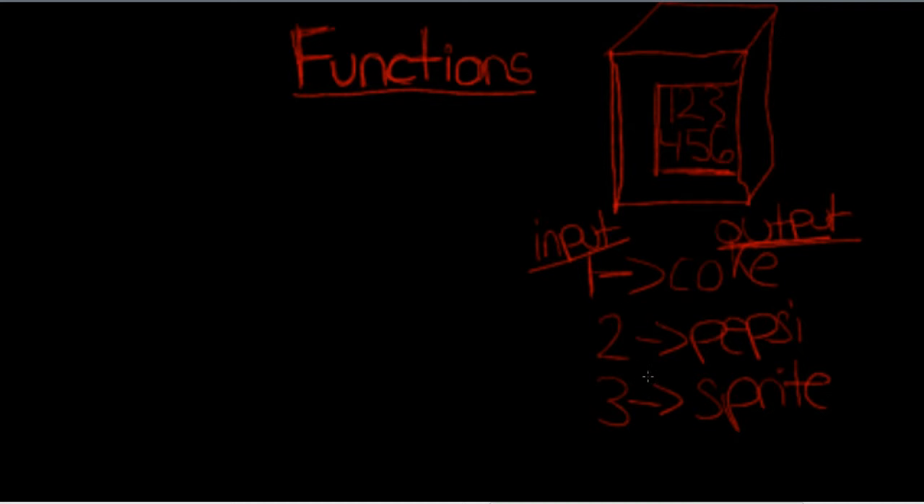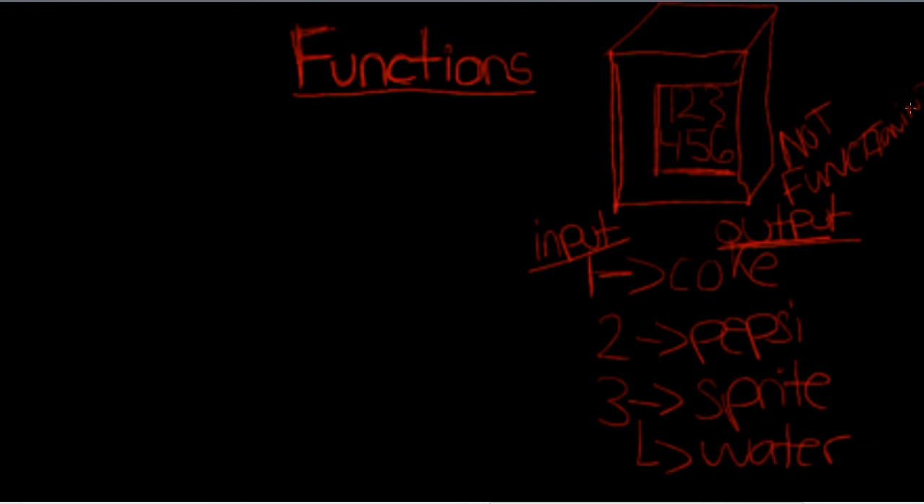So this is a fully functioning vending machine. You press 1, you get Coke. You press 2, you get Pepsi. You press 3, you get Sprite. But what if when you press 3, you can also get water? Then this vending machine is not functioning. Because why? Because when you press 3, sometimes you get Sprite and sometimes you get water.